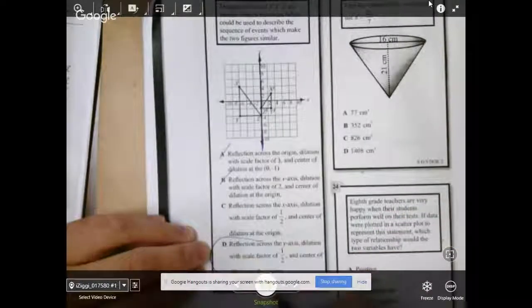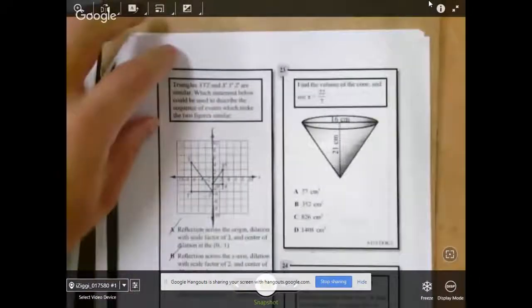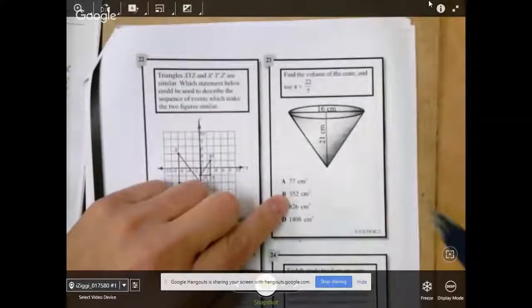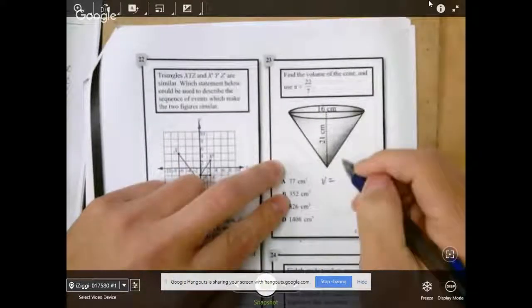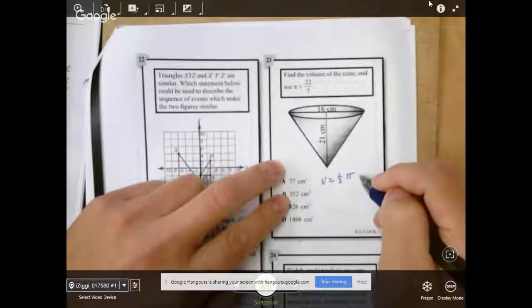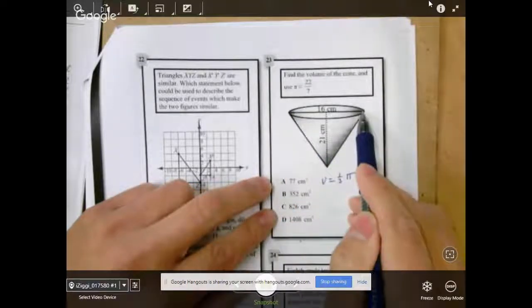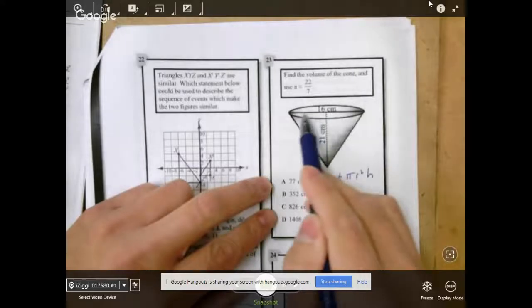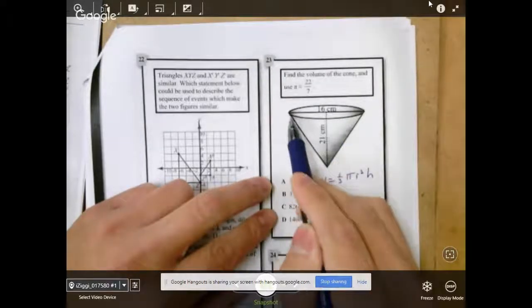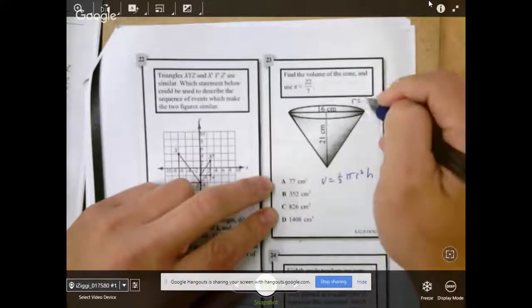Okay, all right, number 23. So the volume of the cone, I put it on the board. Volume equals 1/3 pi r squared h. The key thing here is it gives you the diameter. The diameter is the entire distance of a line that goes through the center of the circle. So the radius is just half of that. The radius equals 8, right? This gives you the entire diameter. You just want half of that line, so 8.